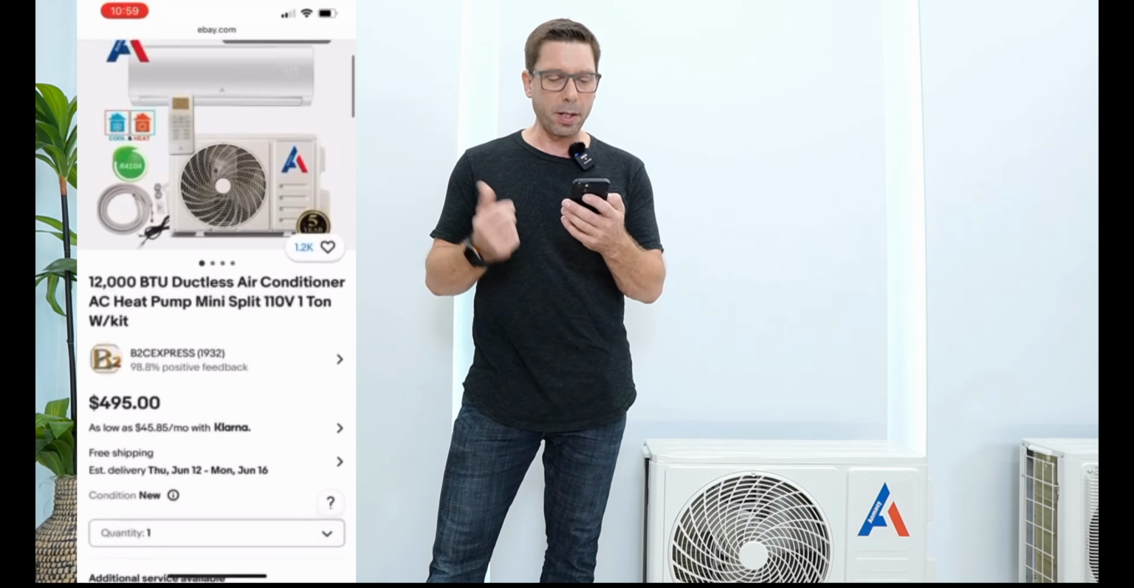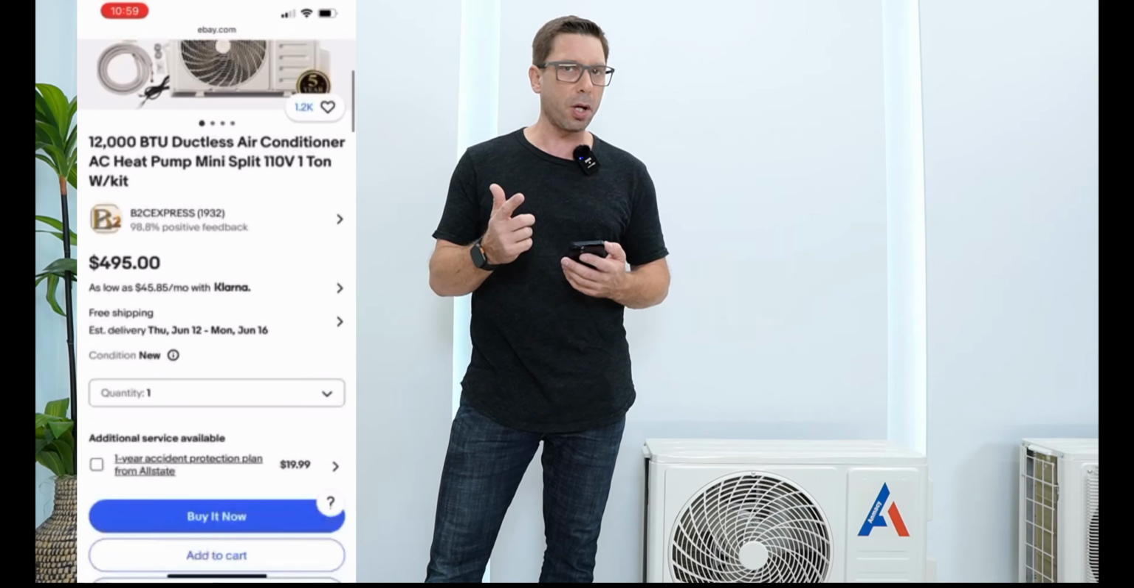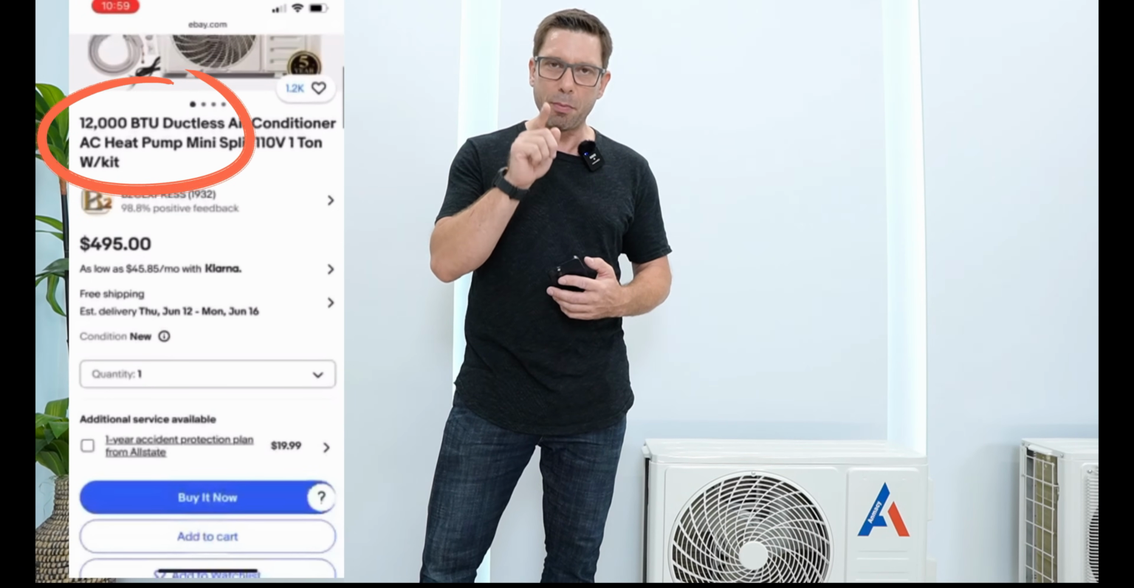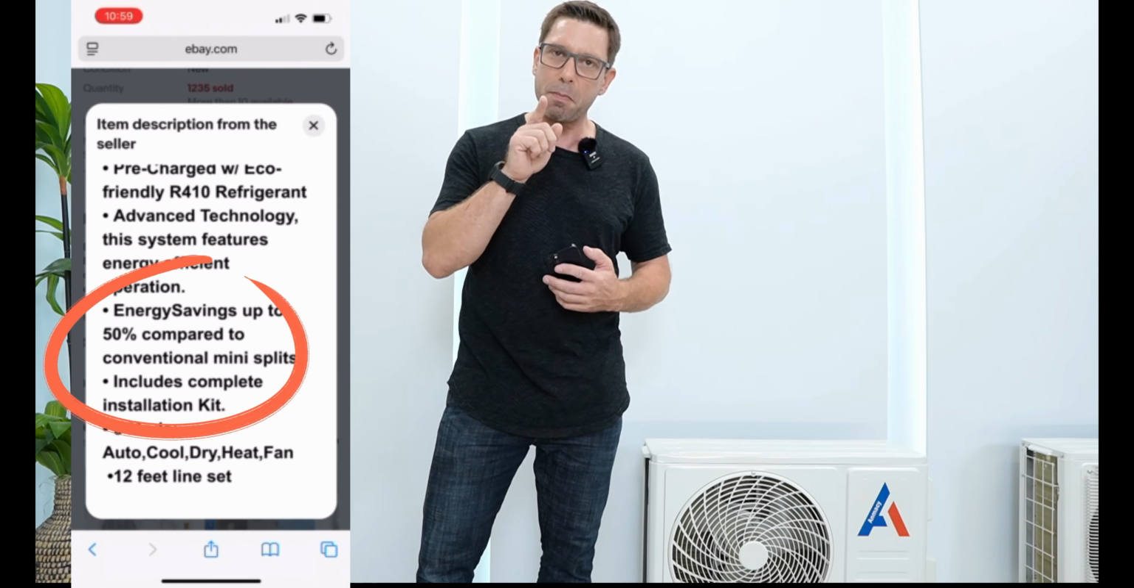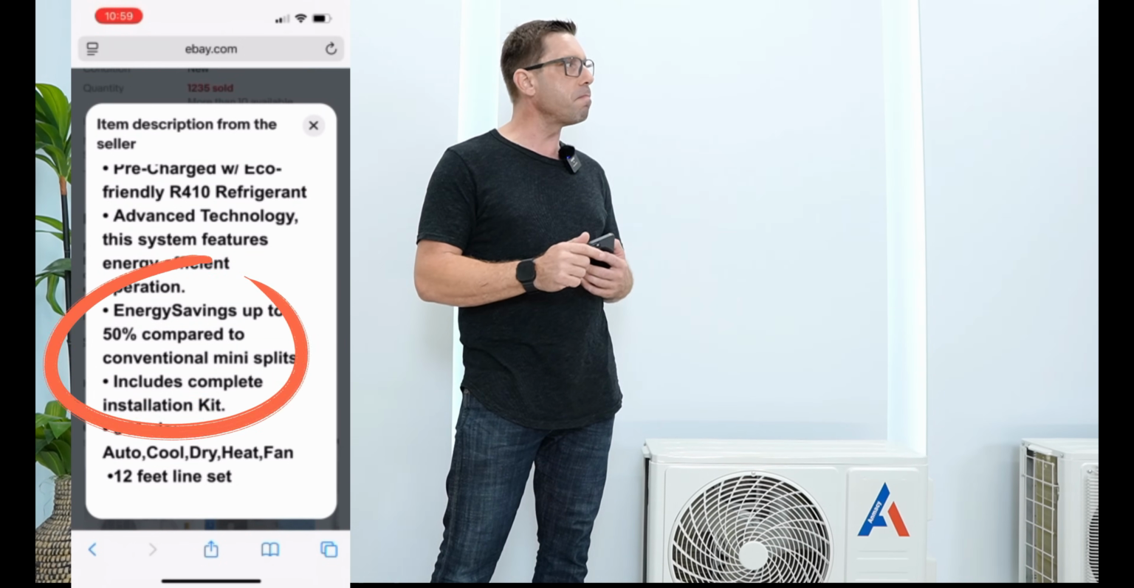Yeah, you're absolutely right. So I'm looking at the listing. Here's what they claim. The capacity is advertised as 1-ton, 12,000 BTU. And it is said to be up to 50% more efficient than conventional minisplits. Let me explain something. Manufacturers can make all sorts of claims regarding heating capacity, cooling capacity, and efficiency. This is why they need to provide proof specifically through AHRI certification. Keep in mind that AHRI is a third party and they cannot easily be fooled.